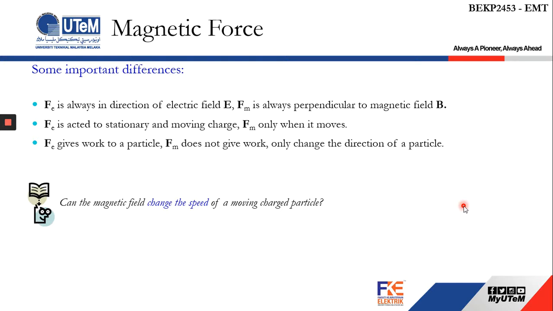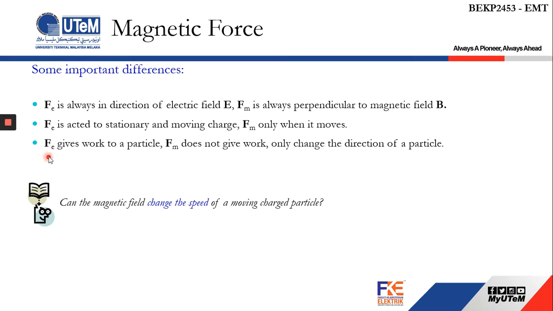So there are three major differences between electric force and magnetic force. Number one, electric force is always in the direction of the electric field, but magnetic force is always 90 degrees to the magnetic field. We are talking about the maximum value. Number two, electric force acts on both stationary and moving charges, but as we have already proven earlier, magnetic force can only be generated when the charge moves.